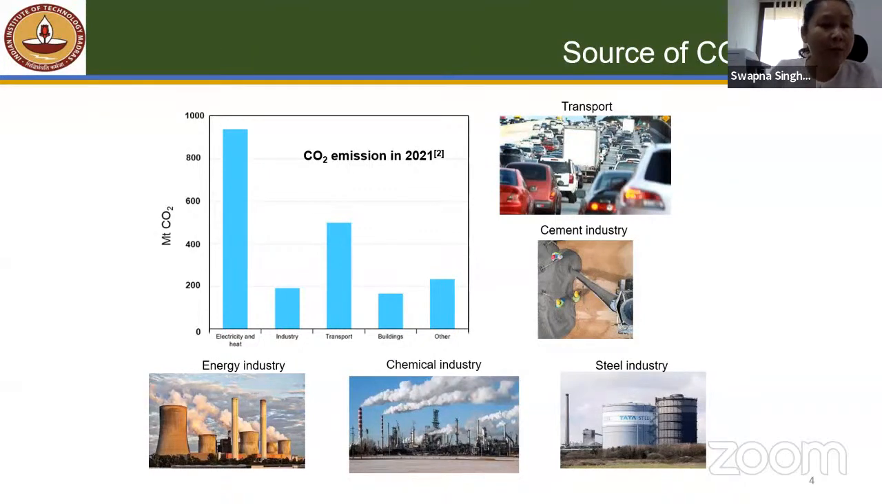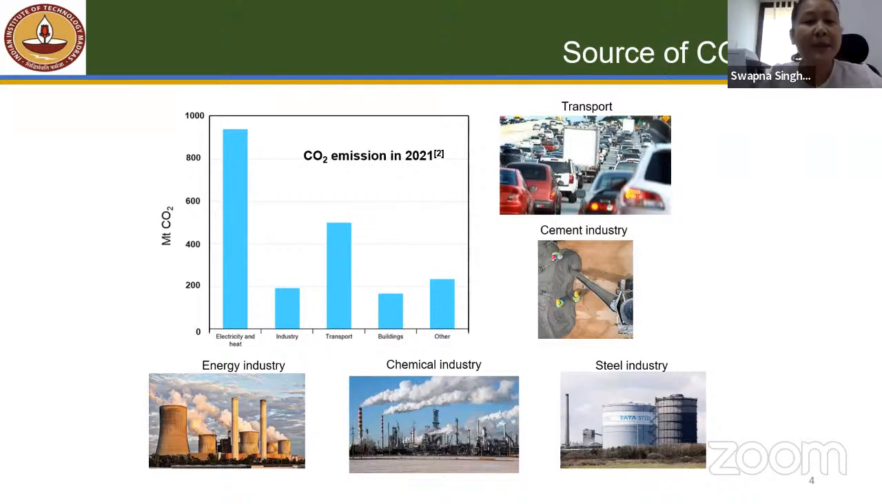So our energy industry, our power industry, is still dependent on fossil fuel. And next is the chemical industry. A lot of household stuff and a lot of chemicals come from the chemical industry, which is also a source of CO2 emission. Then next comes transport, cars, vehicles. Transport is the second highest source of CO2 emission.